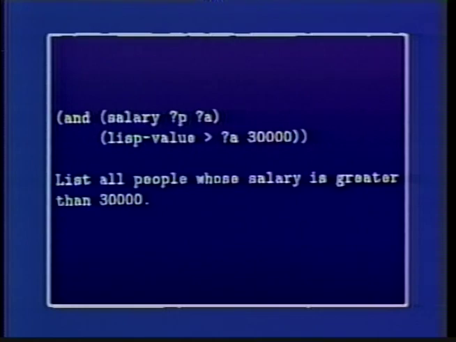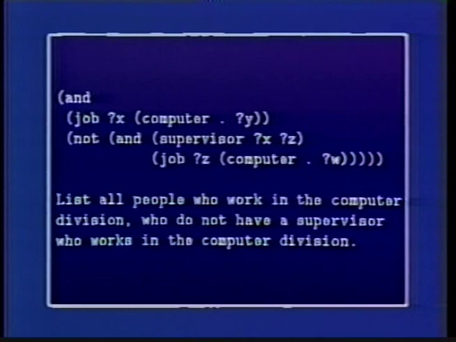Okay. Or here's a more complicated one. Tell me all the people who work in the computer division who do not have a supervisor who works in the computer division. All right? And X works in the computer division. The job of X is computer.y. And it's not the case that both X has a supervisor Z and the job of Z is computer something or other. Right? So again, this X has got to be that x, and this z is going to be that z. And then you see another means of combination, not.